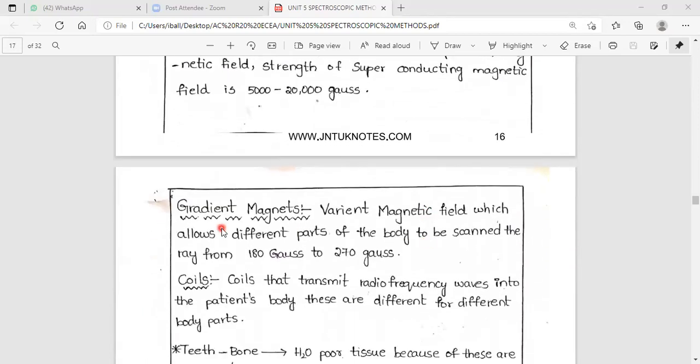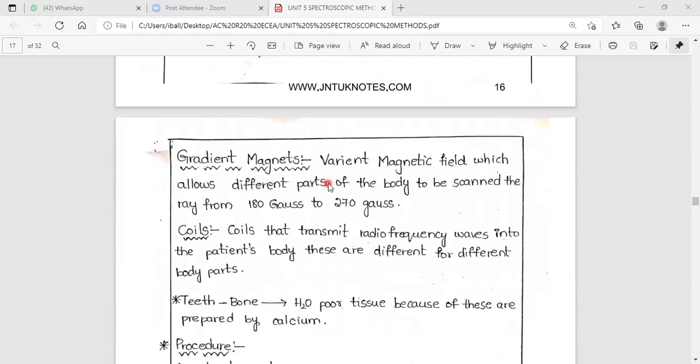I will tell you what the gradient component is. The gradient magnets are identified. The variant magnetic field allows different parts of the body to be scanned, in a range of 180 Gauss to 270 Gauss. The gradient magnet is nothing but the variant magnetic field that allows the human body to be scanned so that it may detect the abnormal part in the human body.